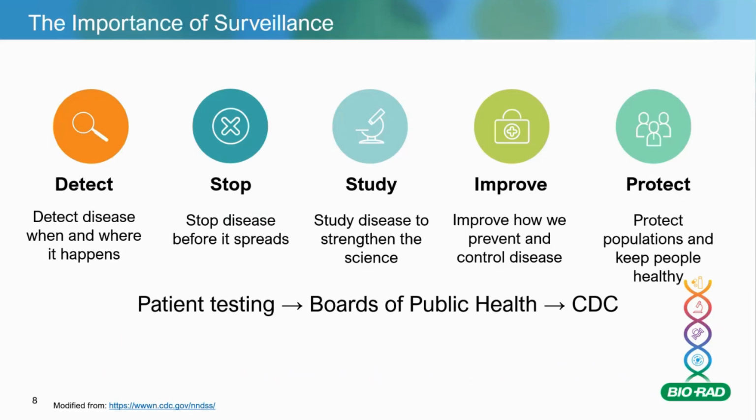Well, firstly, let's just look at the importance of surveillance. And when we're talking surveillance, we're talking both disease and wastewater, just any disease. And the importance is that five-stage process that we've taken off the CDC website: detecting a disease where and when it happens, stopping disease before it spreads, to study a disease and to strengthen the science behind it, improve how we can prevent and control diseases, and to protect populations and keep people healthy in the long run. That's really what the focus is of today's webinar, and how ddPCR can enable that.